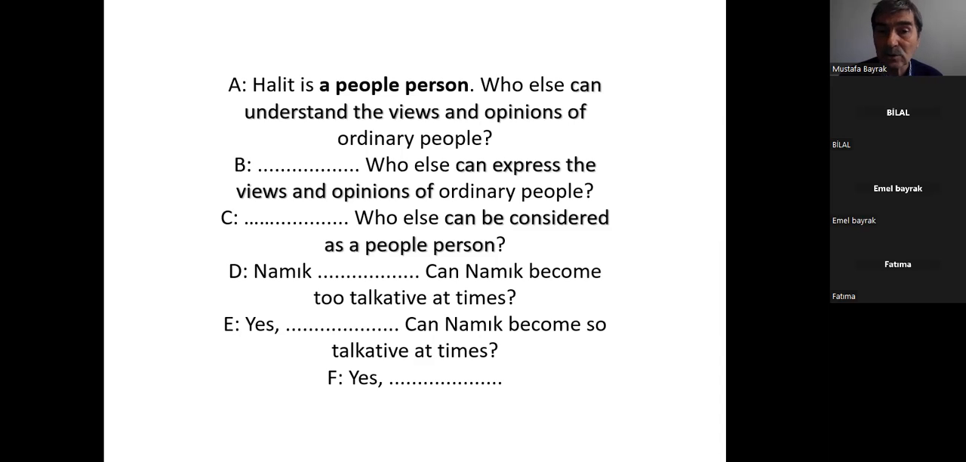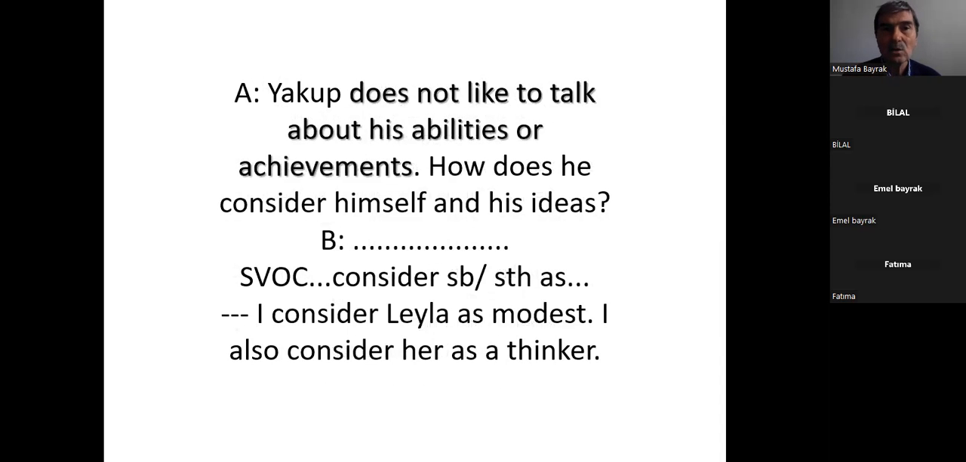Can Namık become so talkative at times? Yes, he sometimes becomes so talkative that we want to listen to him. So "too" has a negative meaning. We use "unfortunately" like this, but "so" has a positive meaning. Okay, we will see full presentations about them in the future. Okay, "too" and "so".